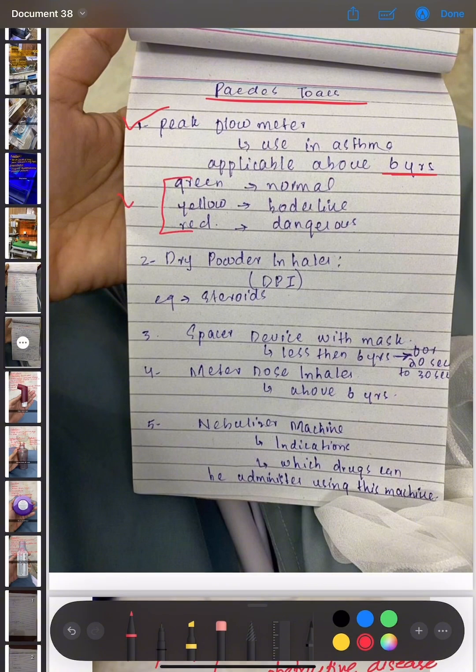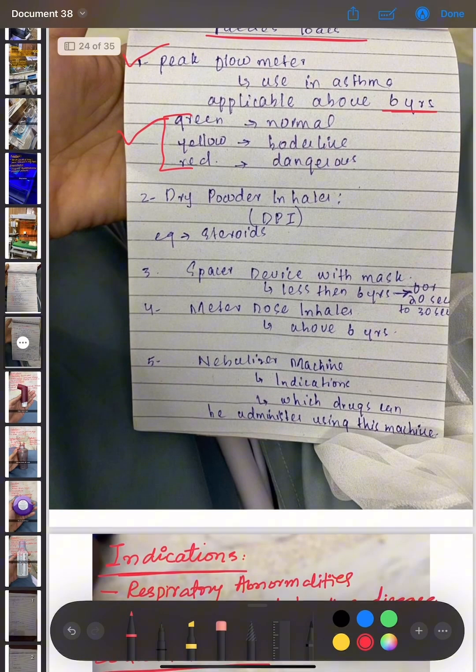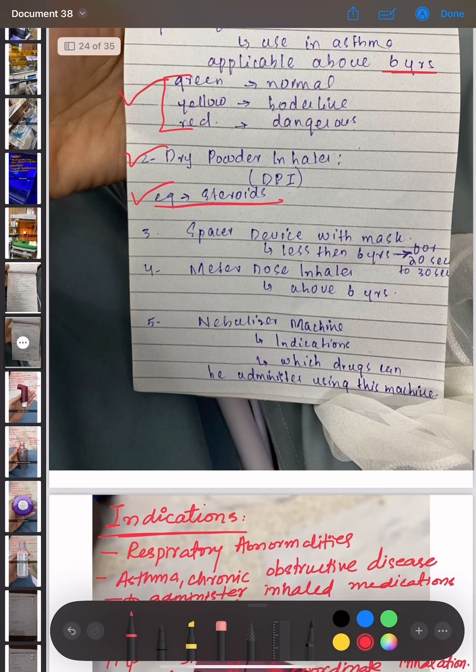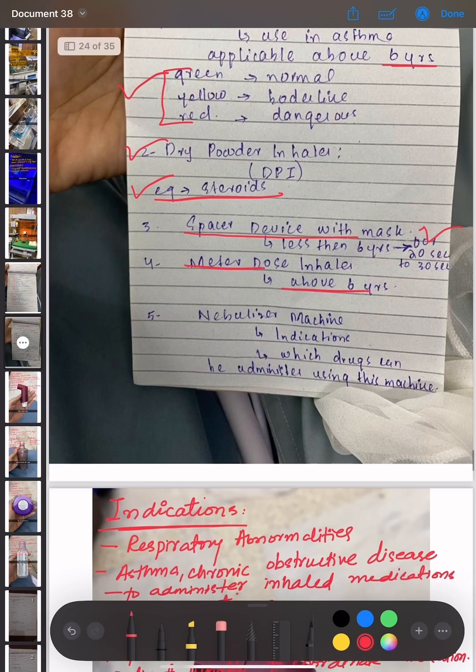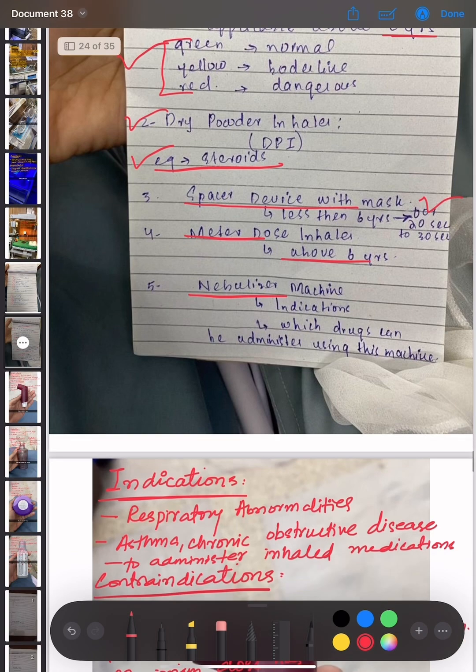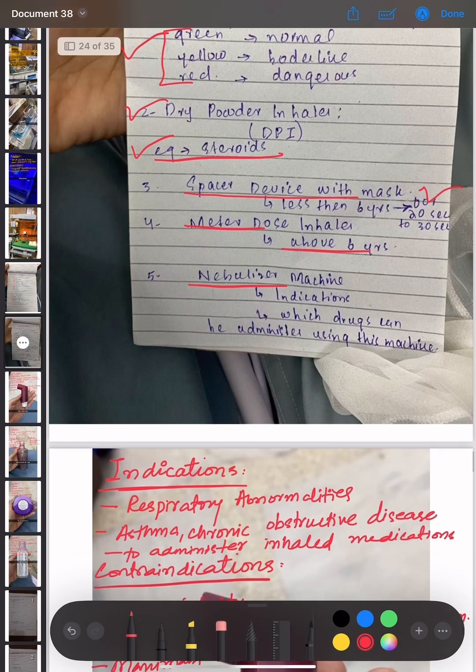Okay. Now dry powder inhaler, we have discussed this, and it is used for steroids or any other inhaling powders or medicines. Then we have discussed the spacer device with mask. It is used in less than 6 years for 20 to 30 seconds, and metered dose inhaler is used above 6 years. Nebulizer machine, its indications and which drugs can be administered using this machine. We have discussed this already. And the asthma drugs and the steroids can be used through nebulizer machine.